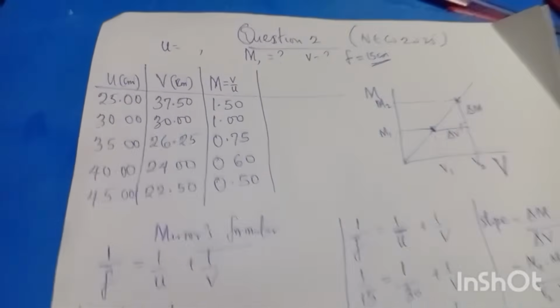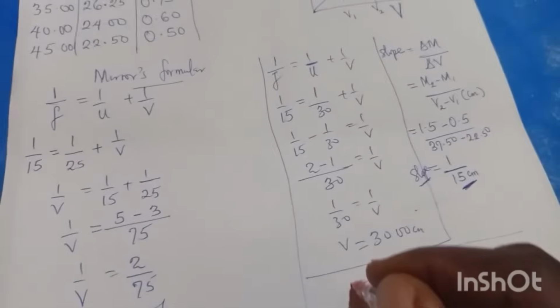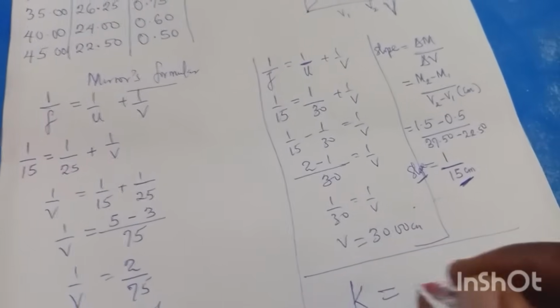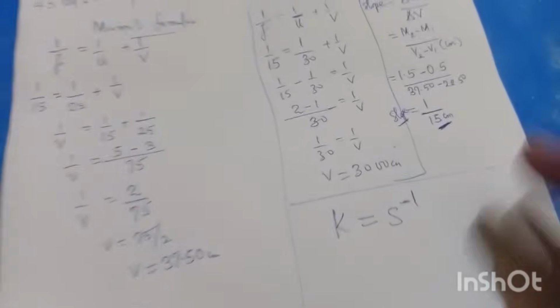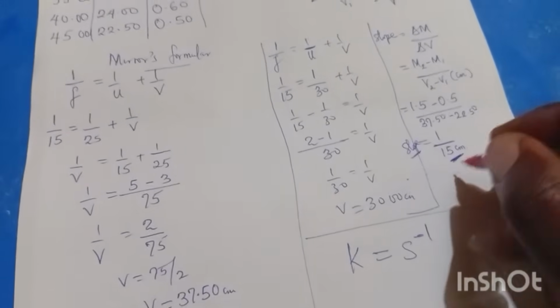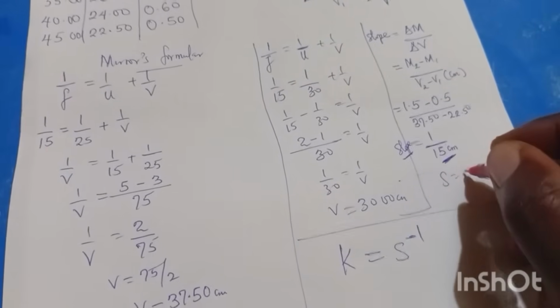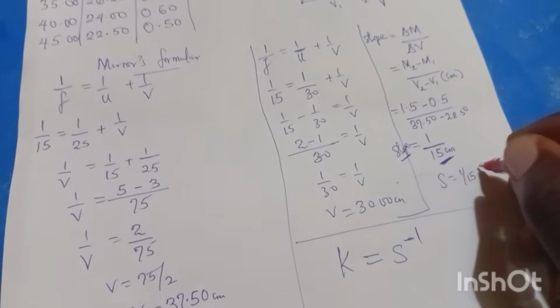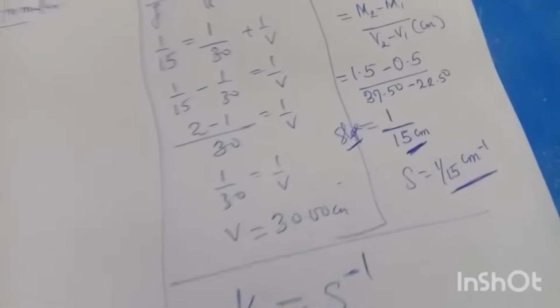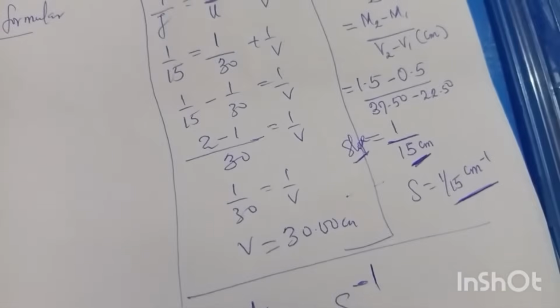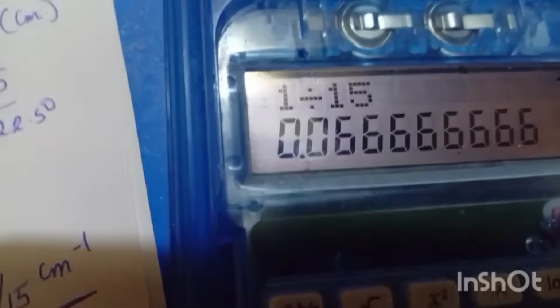Our slope is 1 over 15 per centimeter. You know what it means? You already know that inverse of this will give you your focal length. So very simple. If they want you to find the k inverse, k equals inverse of s, which means the answer here is s equals 1 over 15 per centimeter. If you like, write it in decimal. For calculator people, we have 0.067.